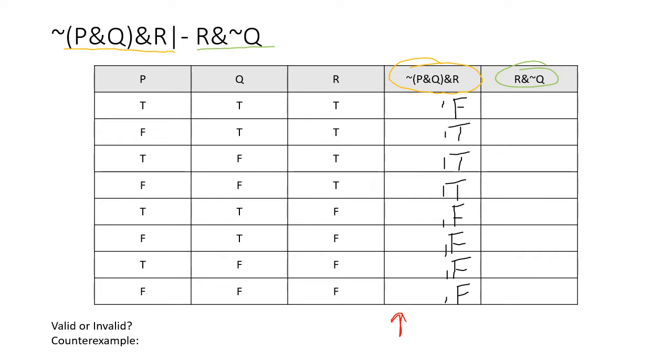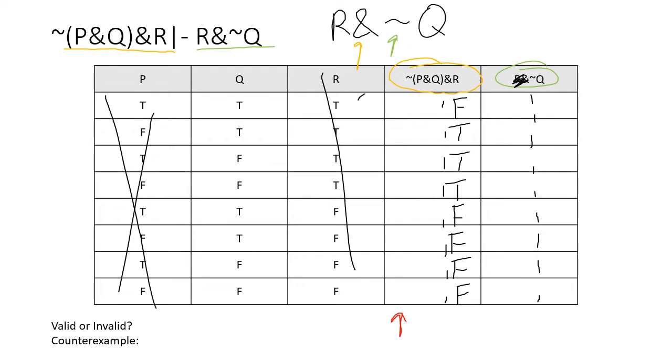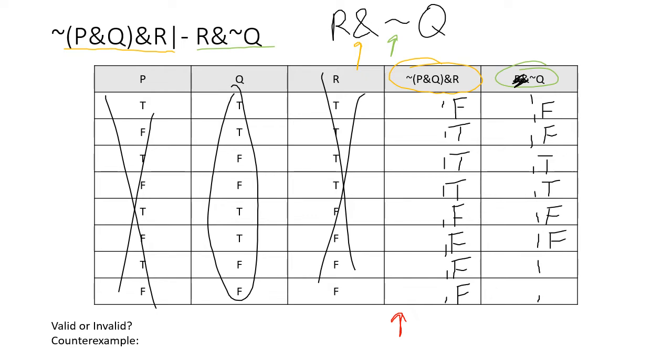And so we have R and tilde Q. Here the main operator is the ampersand. The tilde is just governing the Q, so we'll have to do the tilde Q first. So let's just block that out, drop down some lines. So, ignoring these, we're just going to take these values and we're going to reverse them. T's turn into F's, F's turn into T's, and that's all we have to do for those.